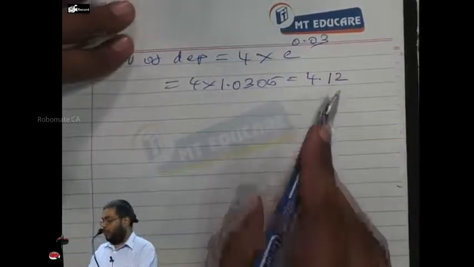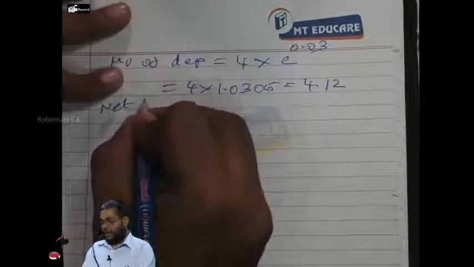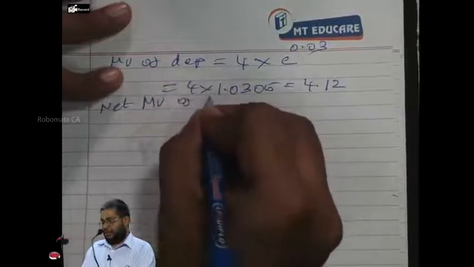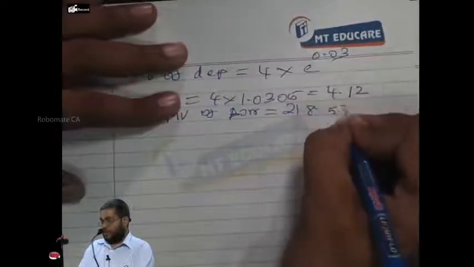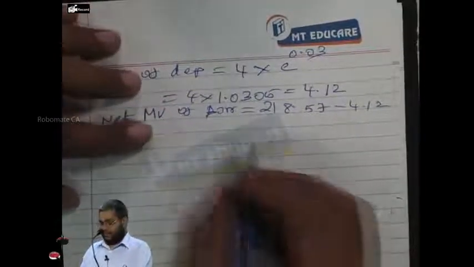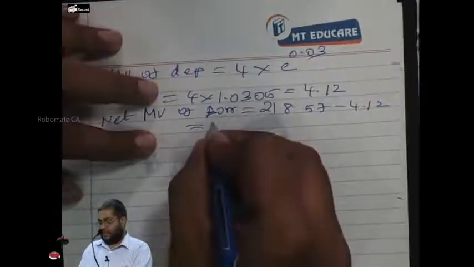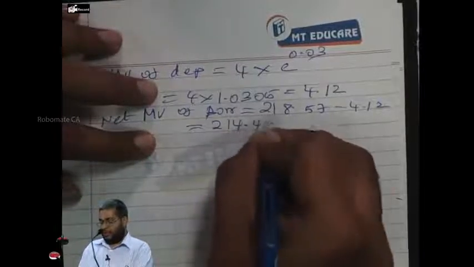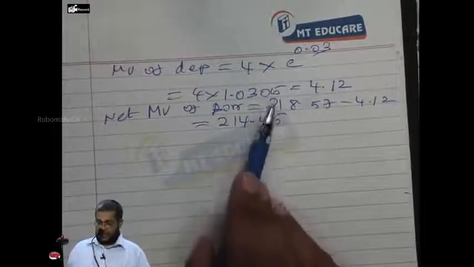4.12 is going to be 4.12. Next, the net deposit or net borrowing, the net maturity value of borrowing, is equal to 218.57 minus 4.12. Tell me the number. 218.57 minus 4.12 is 214.45. This we call the fair future price. No, 214.45, that is this number.